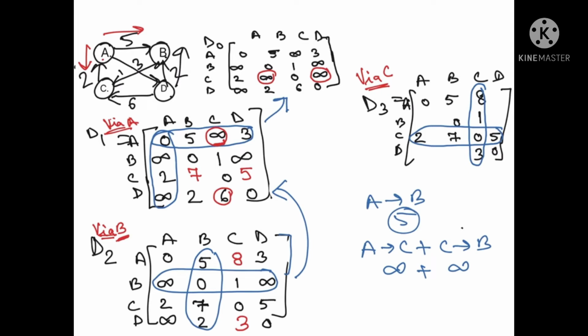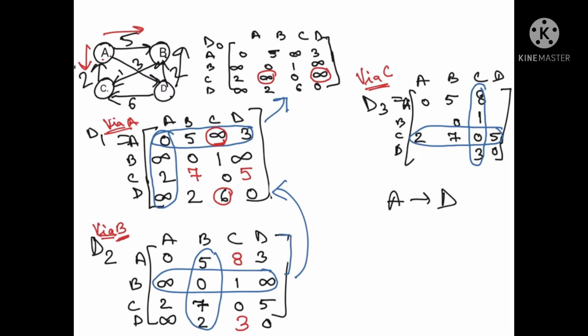Same way, now we will calculate it for A to D. Now when I have to go from A to D, A to D is directly 3. Otherwise it is A to C plus C to D. So what is A to C? Infinity, plus C to D is infinity. So obviously this also remains the same.